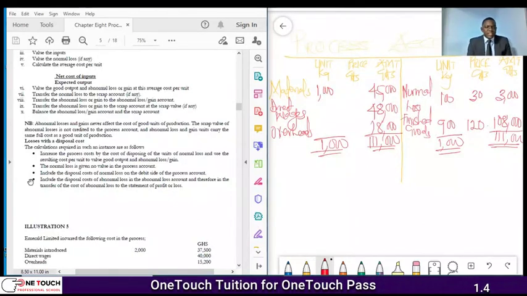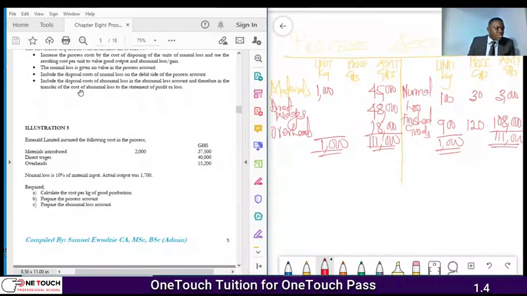Abnormal losses and gains never affect the cost of good unit of production. The scrap value of abnormal loss is not credited to the process account, and abnormal loss and gain units carry the same cost as the good unit of production. Now, losses with a disposal cost. The calculation required in such an instance is as follows. We'll come to that later if there's anything like that.